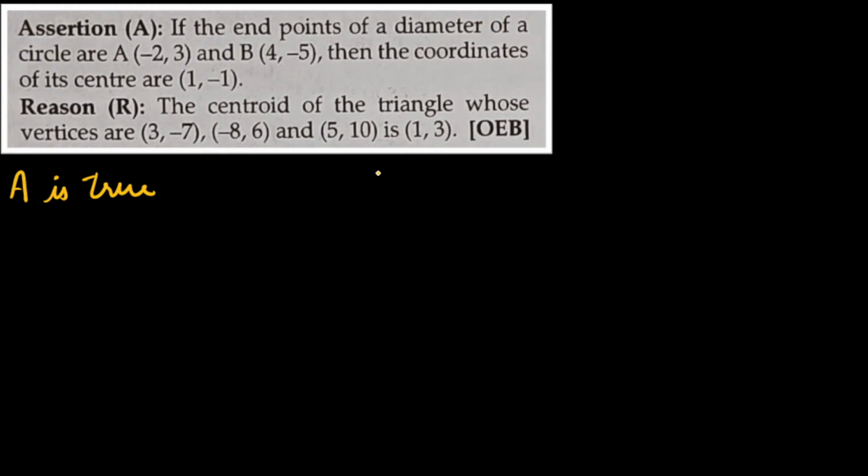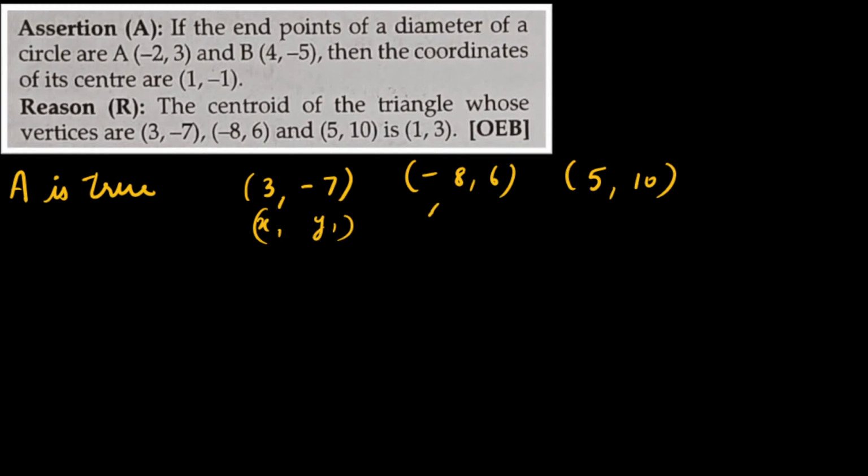Yes, so the coordinates of the centroid. If the vertices of the triangle are given by (x1, y1), (x2, y2), and (x3, y3), then we can find it by this formula. So I'll just write the coordinates of the vertices of a triangle. A triangle has 3 vertices, so the coordinates will be (x1, y1), (x2, y2), and (x3, y3). So x is equal to (x1 plus x2 plus x3) by 3.